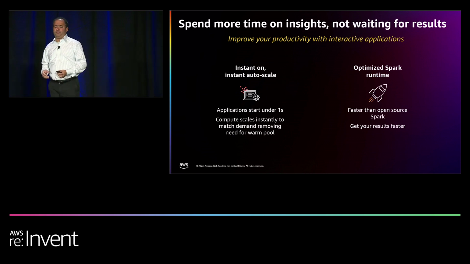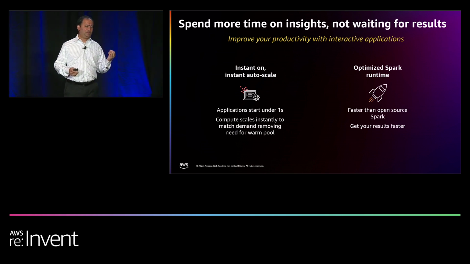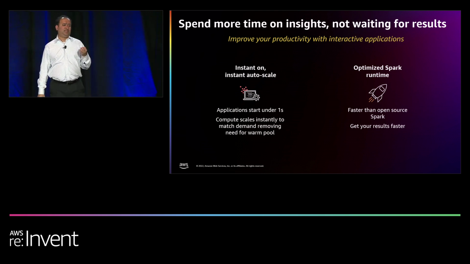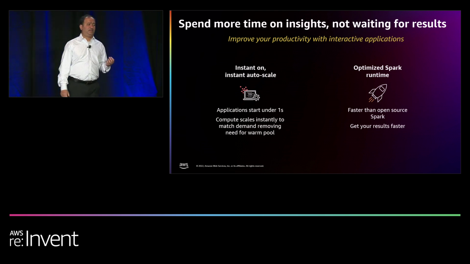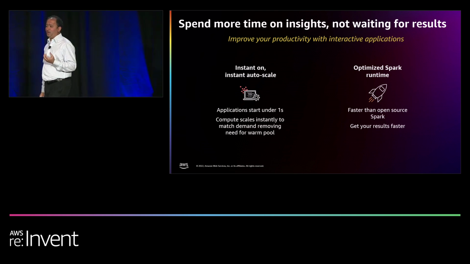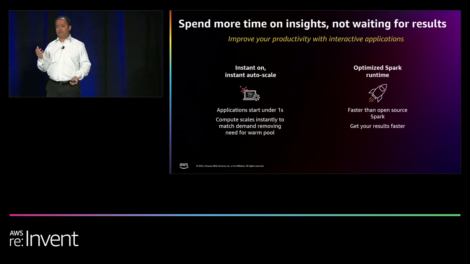So, what does this mean for you as a customer? What do you get? So, the first benefit is you spend more time on insights, less time waiting for results. One of the key technologies that we have enabled in Amazon Athena for Apache Spark is instant start. So, applications start under a second. They not only start under a second, they actually auto scale up and down under a second. What this means is Amazon Athena looks at the amount of resources your application needs and auto scales the amount of compute up and down to match what your application needs.